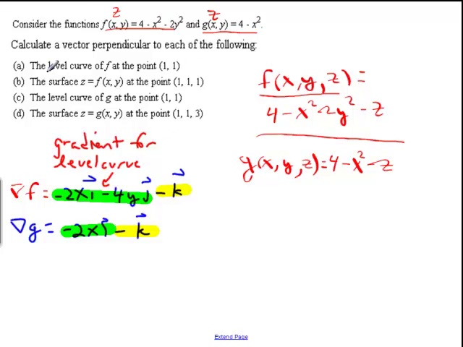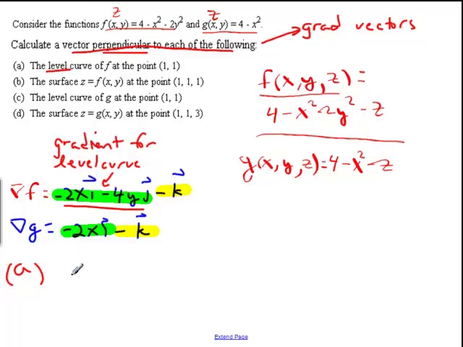Okay, so when it says for the level curve, find a vector perpendicular to each of the following, those are going to be my gradient vectors, because remember, gradient vectors are perpendicular to the level curve or to the level surface. So for part A, perpendicular to the curve at the point 1, 1, we're just going to put 1, 1 in. So A, we have negative 2i minus 4j. And for B, the level surface, now we're looking at the three-dimensional gradient vector, so we include this component. So now it's negative 2i minus 4j minus k.